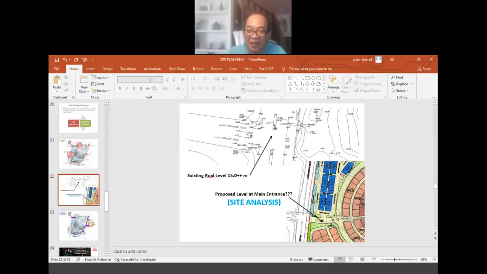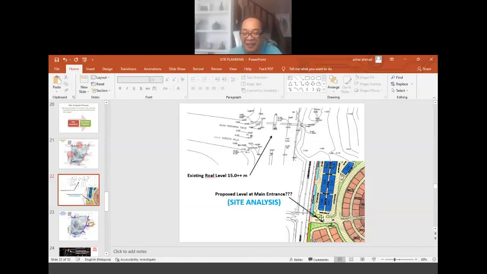We can say, okay, our group would like to propose 15.2 around here. Why have you chosen 15.2? Because this new road will puncture the existing road somewhere here, and the existing level of the existing road is approximately 15.2. So we are taking the same level. Okay, good.